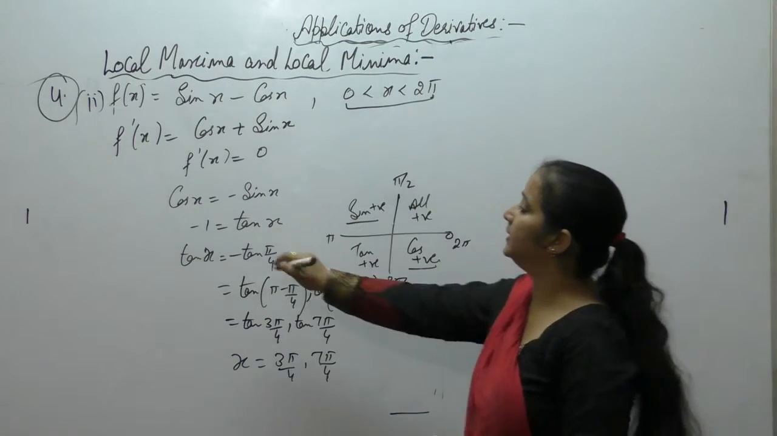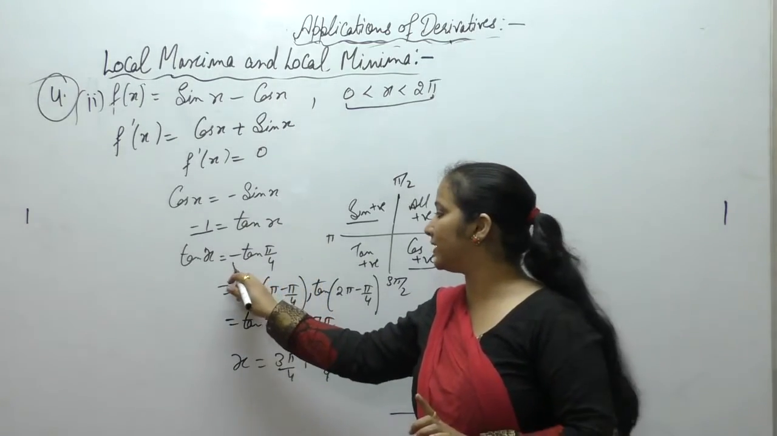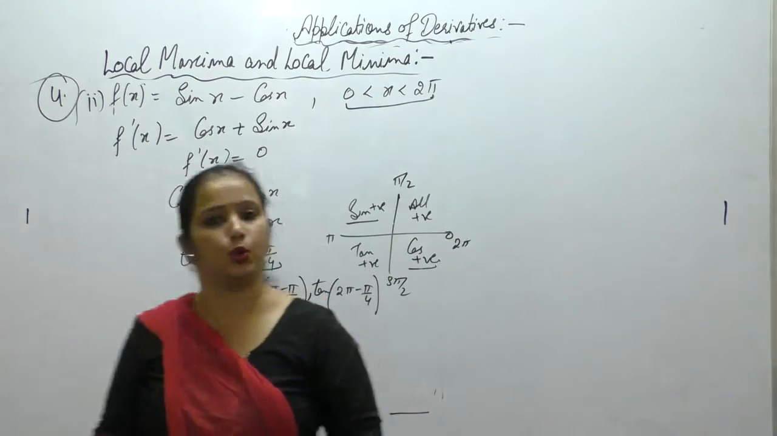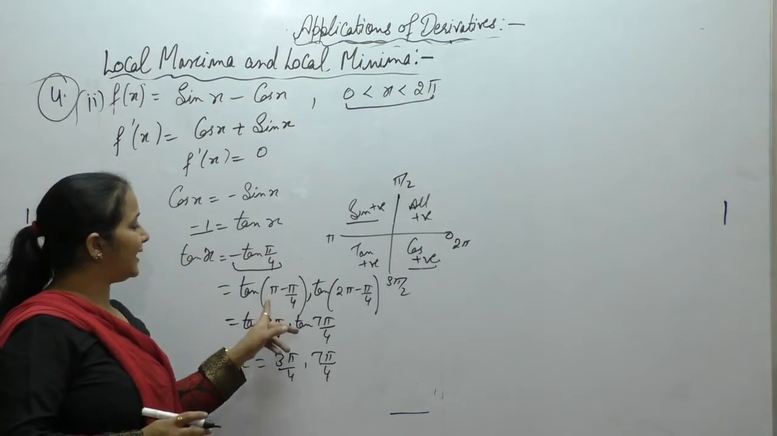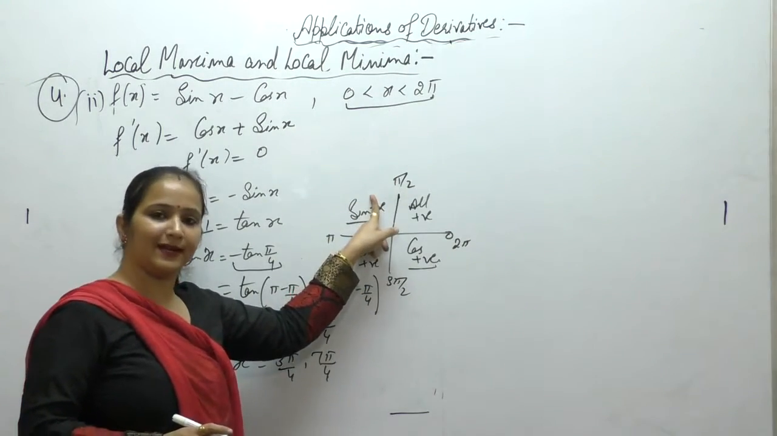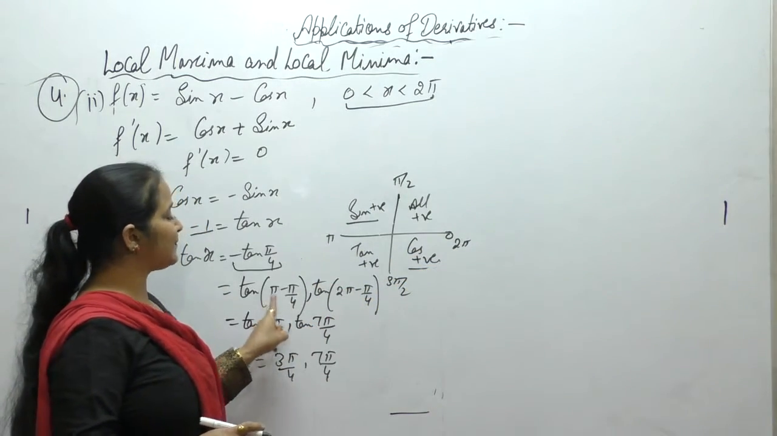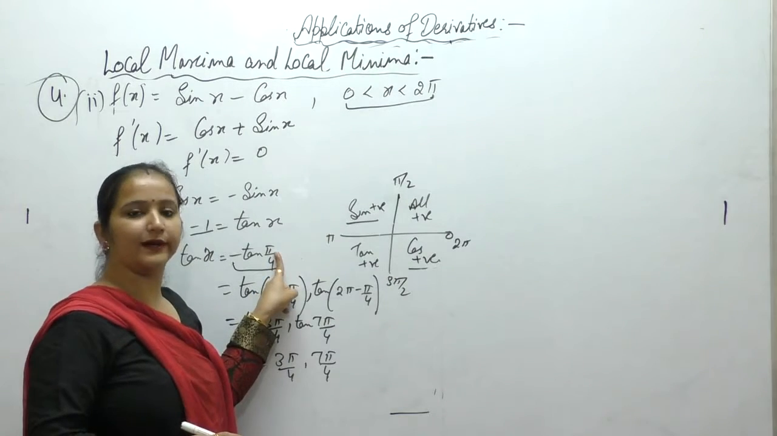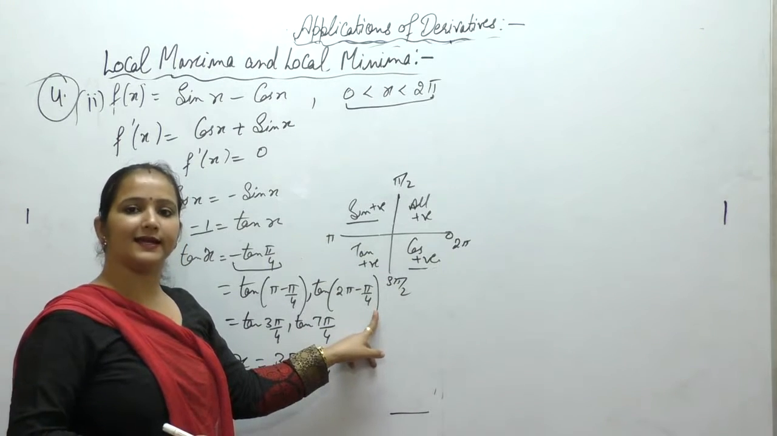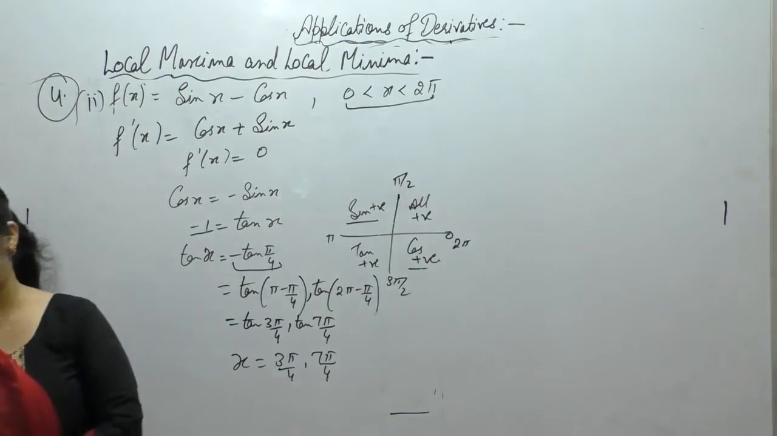I am again repeating. Here we have minus 1. Tan pi by 4 has value 1, so we get minus tan pi by 4. And the limit lies between 0 to 2 pi. So we have to check in which quadrant tan is negative. Second and fourth. It means in pi minus theta tan is negative and in 2 pi minus theta tan is negative. So we write pi minus theta and 2 pi minus theta, where theta here is pi by 4.